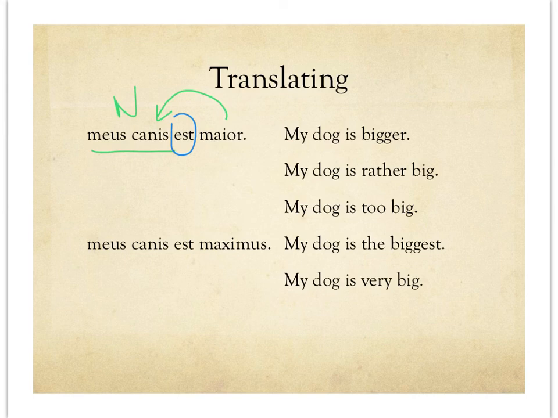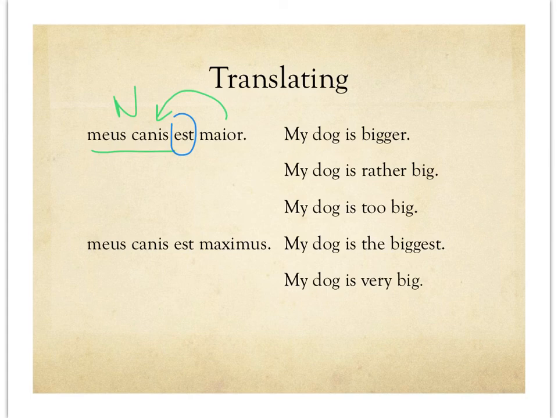But we can also sometimes translate the comparative in a couple of different ways. Sometimes we would say, meus canis est maior. It's rather big. That is sort of compared to other dogs. My dog is kind of big. Or we might say, meus canis est maior. It's too big. That is, compared to other dogs, it is bigger, and that is too much dog for me.